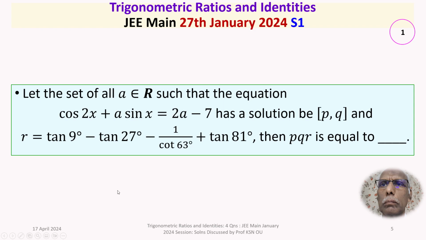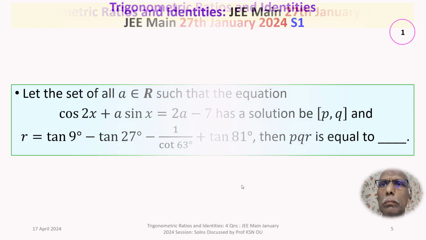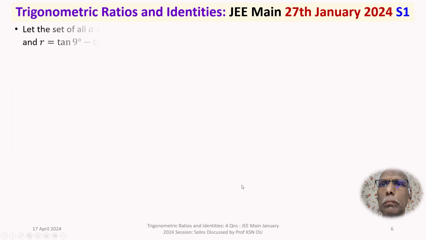We are given the set of all A belongs to the set R, the set of real numbers, satisfying this equation is the closed interval P comma Q, and R is given like this. Then we are required to find the value of the product PQR. Let's now discuss the solution of the problem in detail.